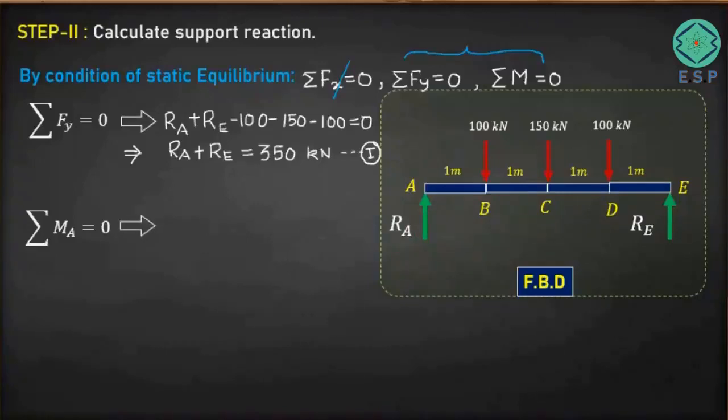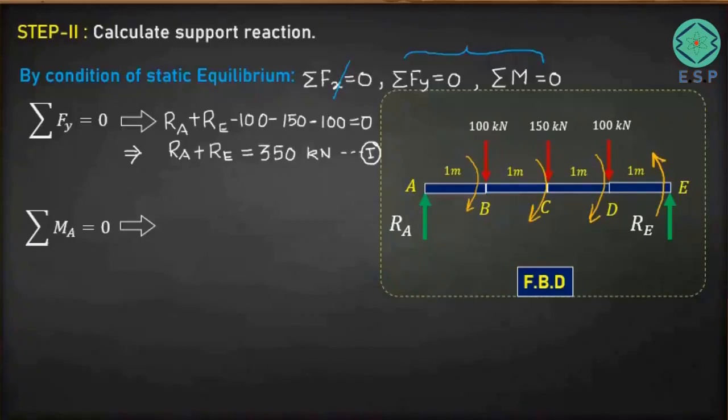When I take moment about point A, the moment due to RA will be 0 because RA is acting at the same point. So there won't be any moment caused by force RA. So moment will be caused by 100 kilonewtons. So 100 kilonewtons is acting like this, and its distance from point A is 1 meter. So 100 into 1, and this is going to cause clockwise moment. 150 kilonewton also will cause clockwise moment, and this other 100 kilonewton will also cause clockwise moment. Similarly, RE is going to rotate the beam in the anti-clockwise direction.